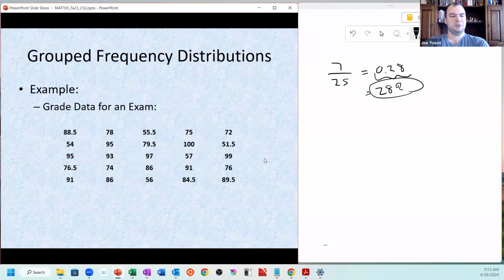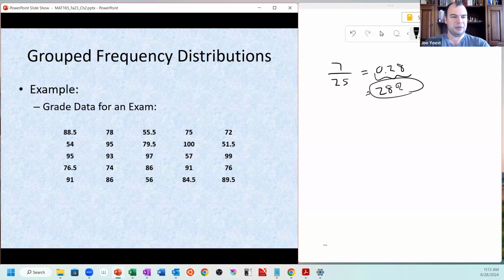Now, what if I have an example like this? Let's say I have grade data for an exam. Looking at this data, and maybe I even know this based on how the exam is structured, it looks like everything comes in increments of half a point. So it doesn't look like you can get a quarter of a point or a tenth of a point, but it looks like you can get either a whole point or a half a point as your result.